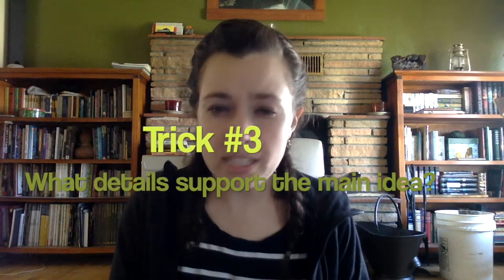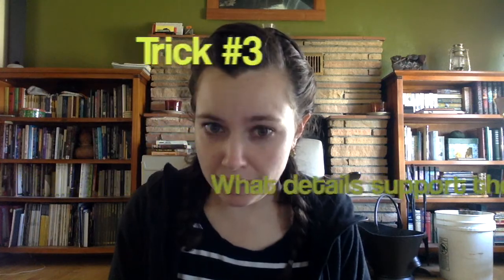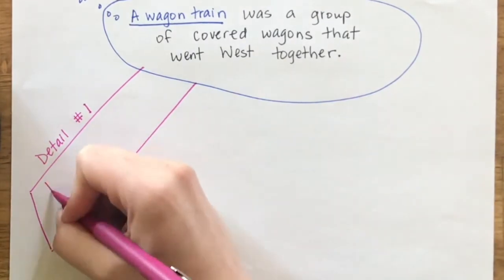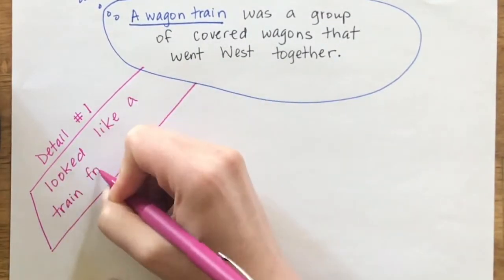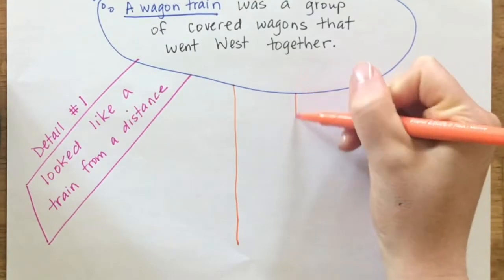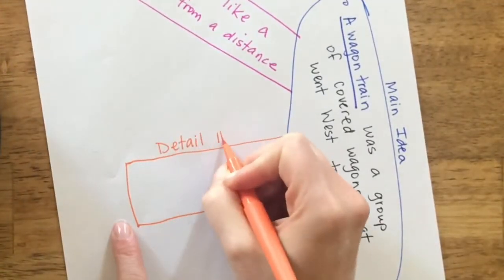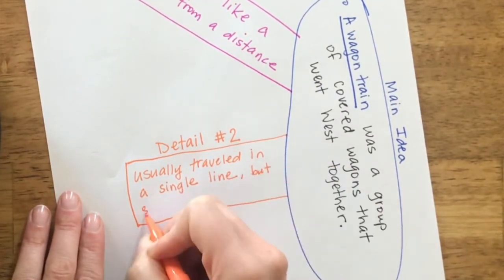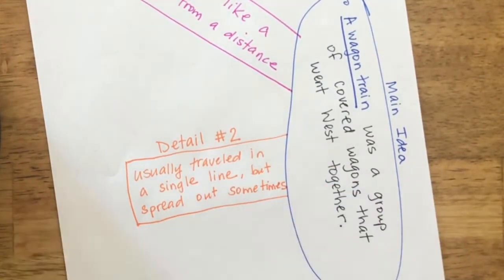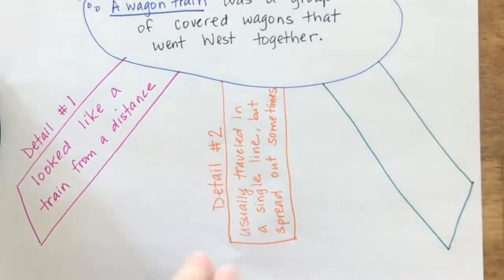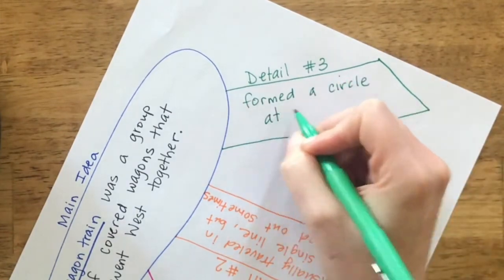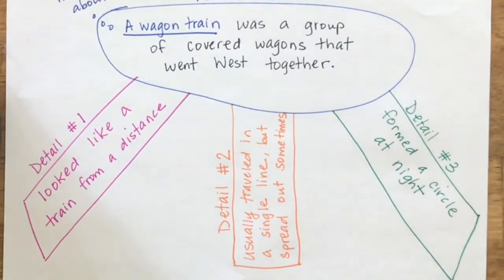The third trick is to ask yourself this question. What details in here support that main idea? One detail I can find is that a wagon train looked like a train from a distance. That supports this idea because it's explaining why it's called a train. Another detail I found was that they usually traveled in a single line, but sometimes they spread out. I feel like this explains that they are traveling together. A third detail I found was that they formed a circle at night. Again, I think this supports the idea that a wagon train travels together.